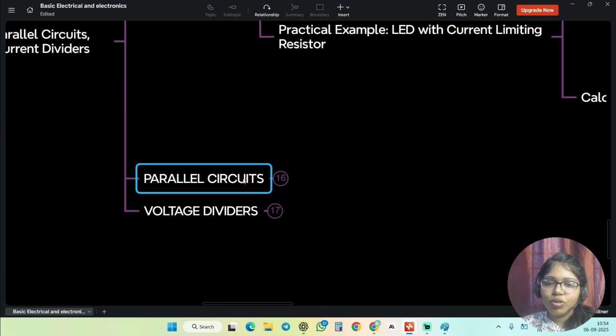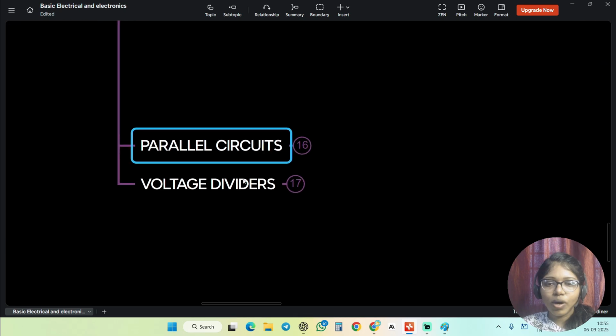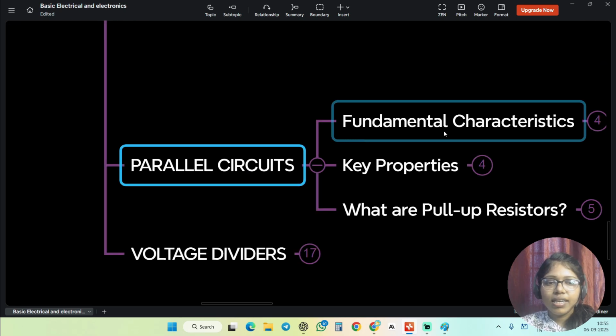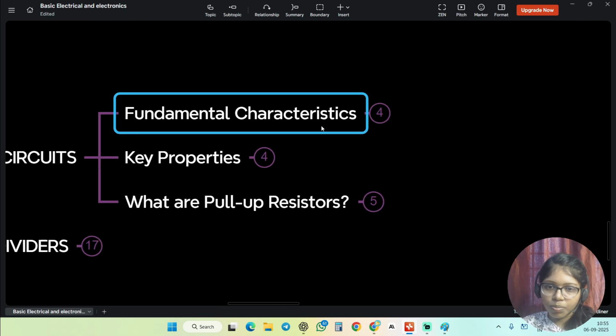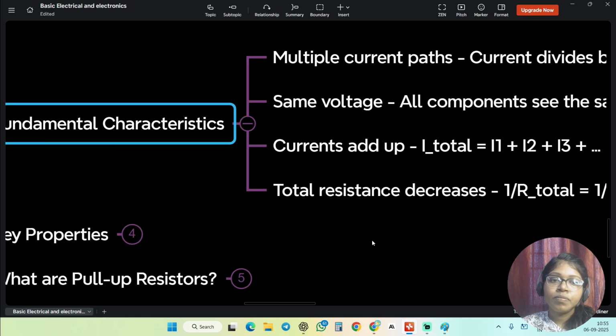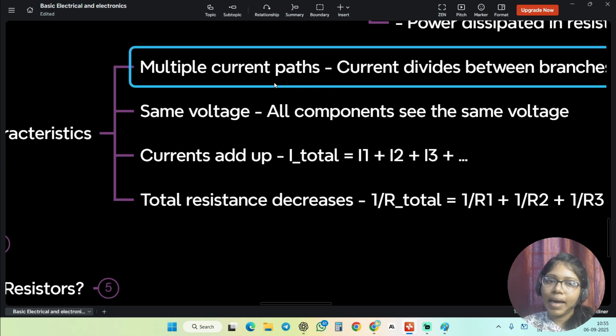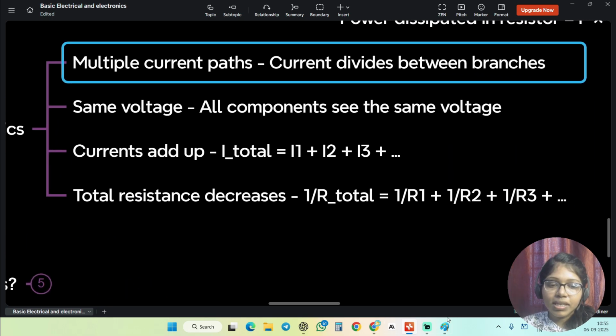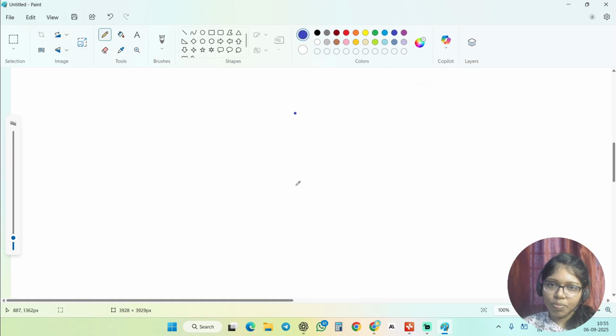And next we will move to this parallel circuit. Okay, parallel circuit: what is it actually telling us? What are the fundamental characteristics of a parallel circuit? You are able to create multiple path dividers. So that means it is slightly different from series to parallel.